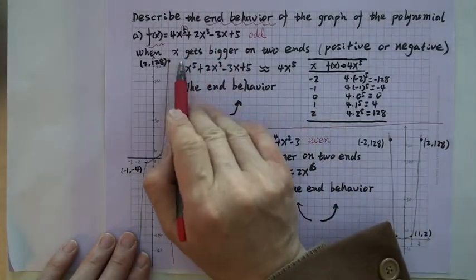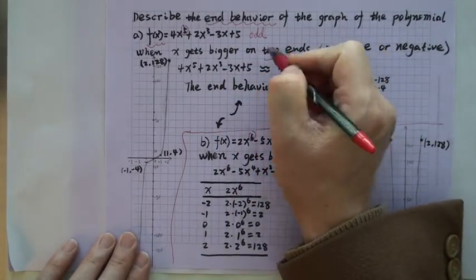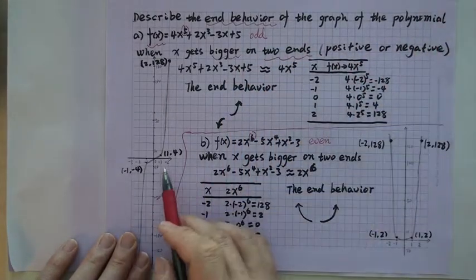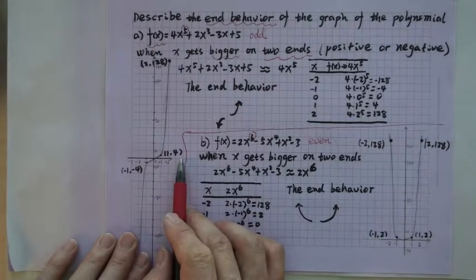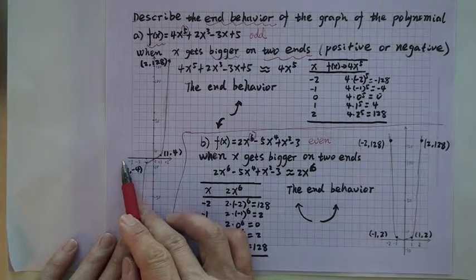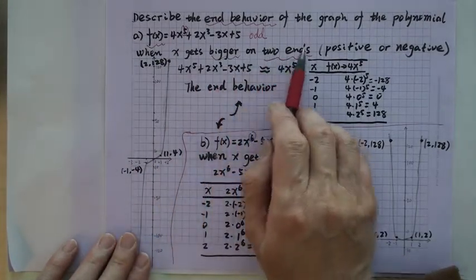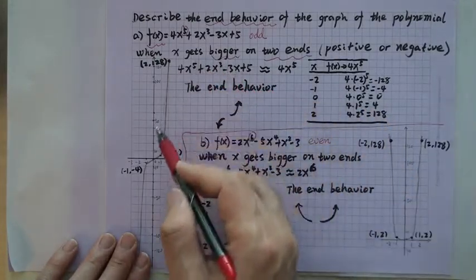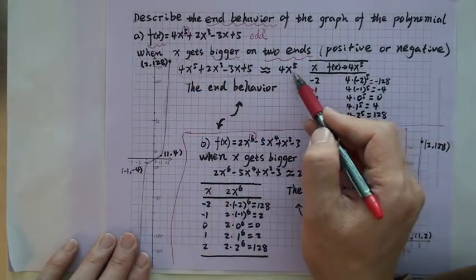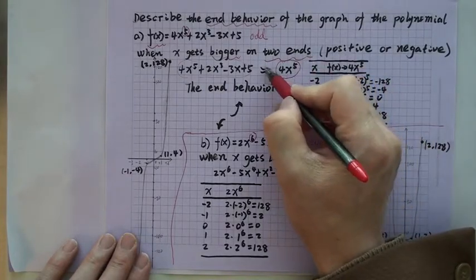First, we need to note that when x gets bigger on two ends, positive or negative, so x gets bigger and bigger to the positive, and x gets bigger to the negative direction, far away from the center, then the behavior of the polynomial totally depends on the first term, right here. So that's why I wrote approximately equal.